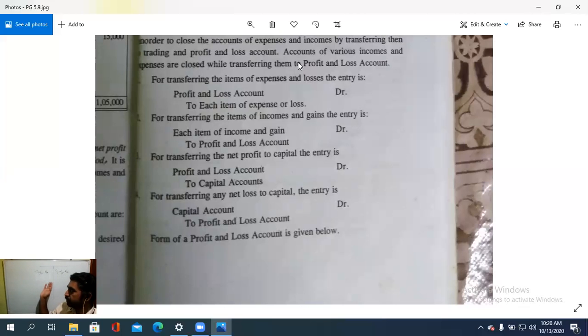Okay. Indirect expenses all to be debited. Indirect income all to be credited. In case there are any items of income or gain, the entry will be: each item of various incomes or gains debtor to P&L account, that is, it comes on the credit side of the P&L account. Then if there is a profit, P&L account debtor to capital account. Net profit transferred to capital account. And if there is a net loss, net loss transferred to capital account, that is to be debited, and P&L account should be credited. The form of a P&L account is this.